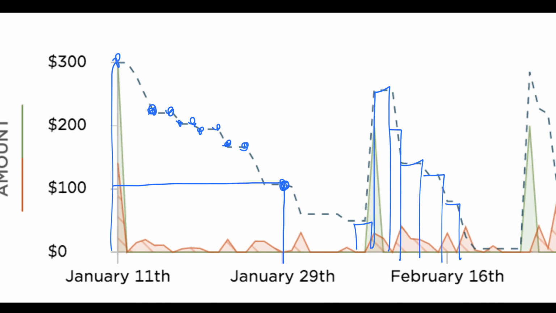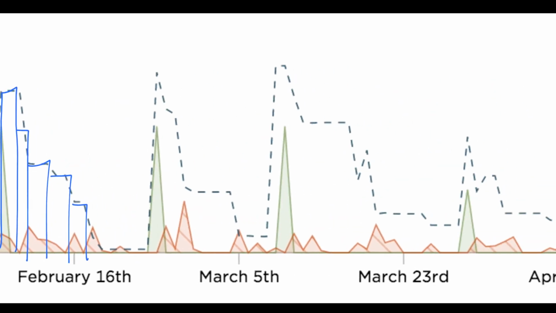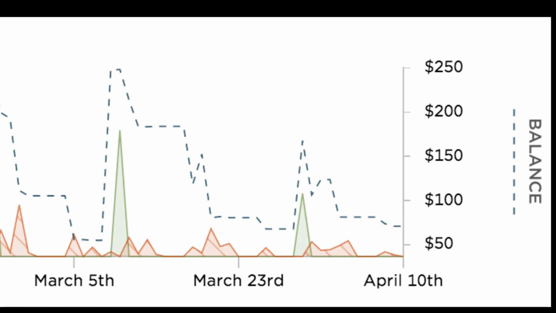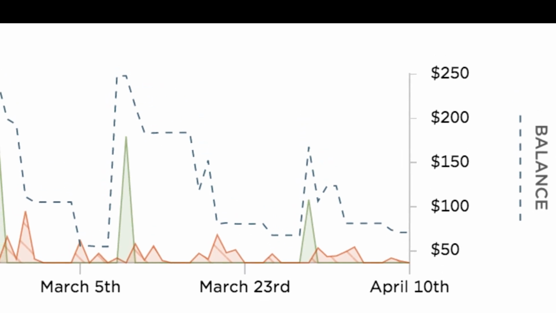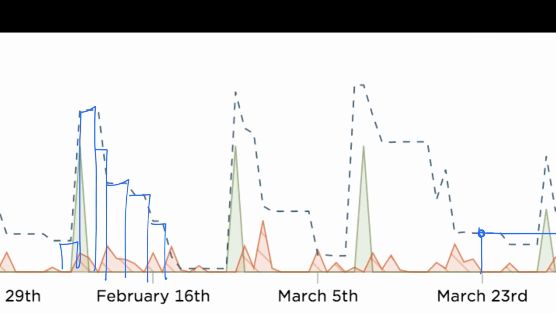If I scroll way over here, you can see March 23rd, go across, about maybe $75, $80. You read them the same way. It's just represented with a line instead of a bunch of bars right next to each other going up and down.